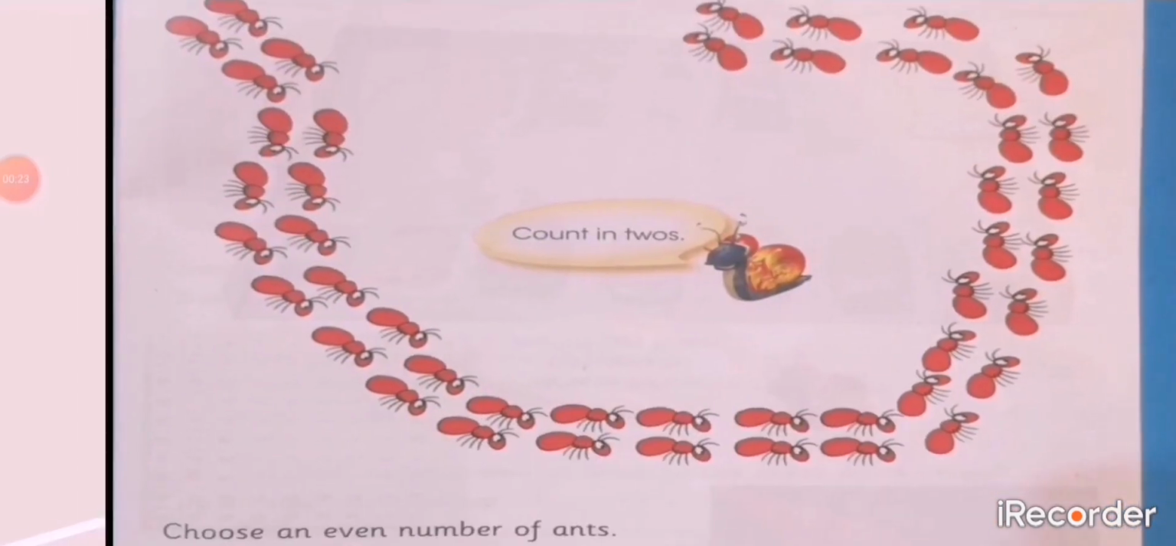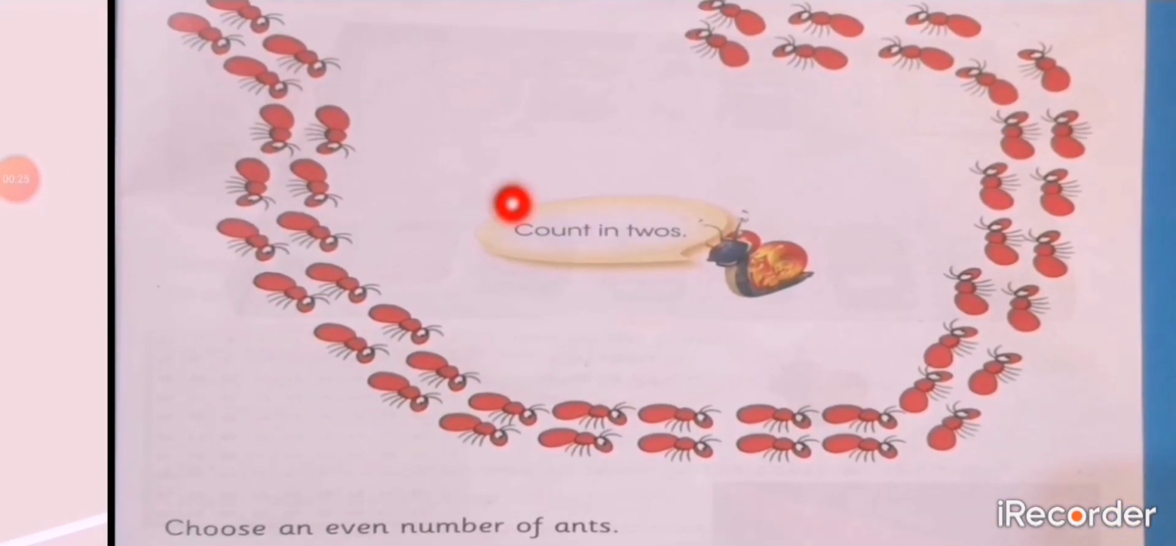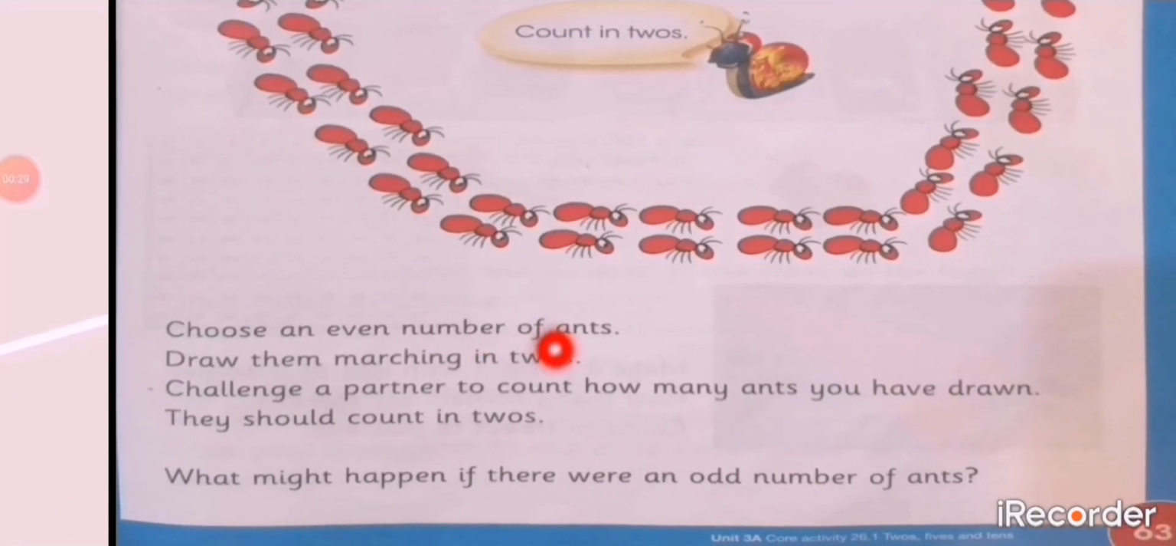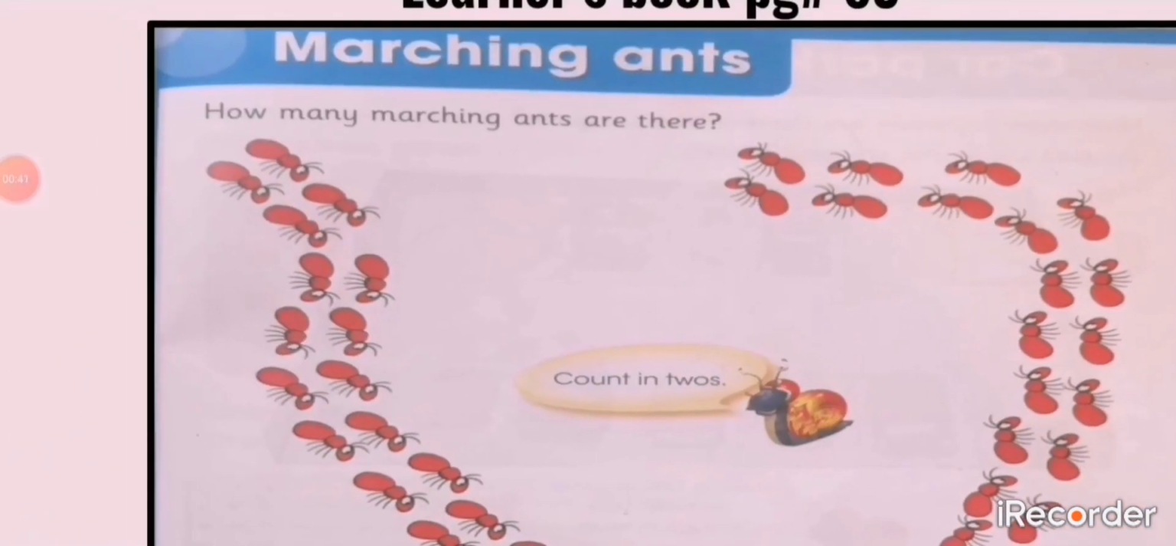How many marching ants are there? Count in twos. We'll count the ants in twos. Choose an even number of ants. Draw them marching in twos. Challenge a partner to count how many ants you have drawn. They should draw in twos. What might happen if there are an odd number of ants? So this is an activity.